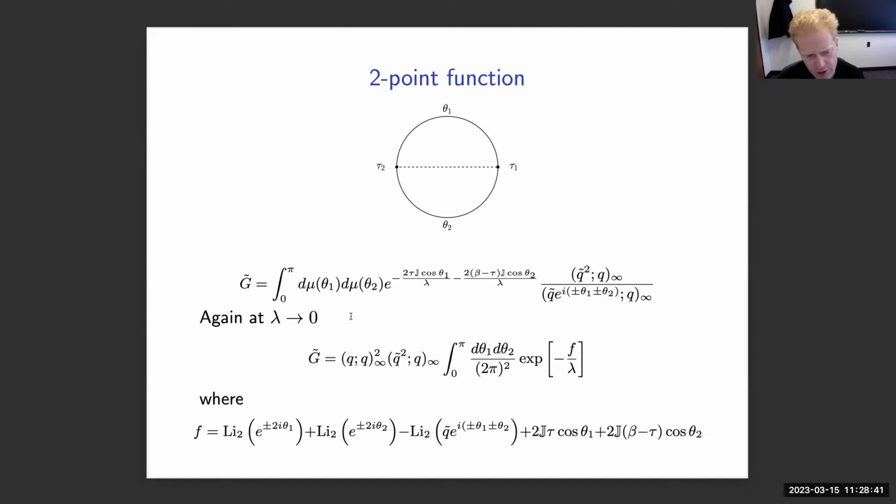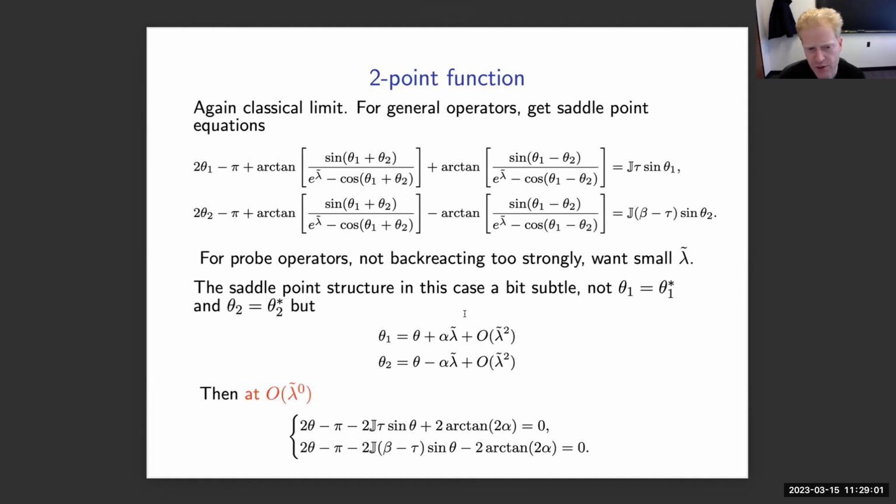And again, the point is that when we take lambda to 0, we expand this using the Dye logarithms. So we just have some integral over the energies, and then we have 1 over lambda that multiplies something. This something is, again, some combination of the Dye logarithms and the two energies. Okay, it's really the same as before. Then we can write the saddle point equations for theta 1 and theta 2 and get these two equations.